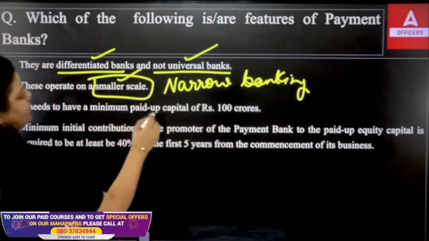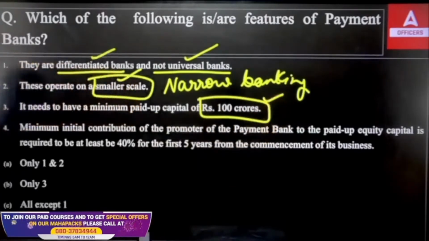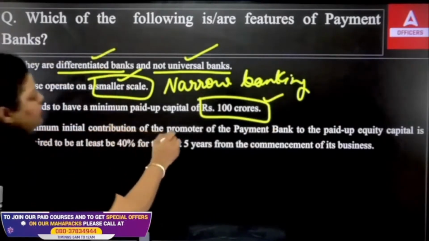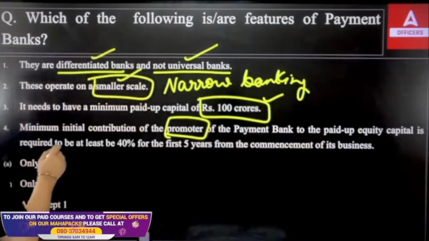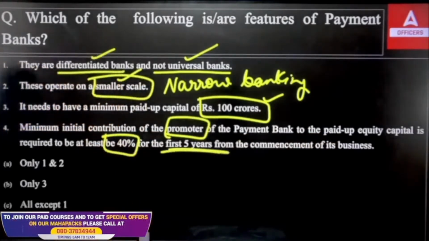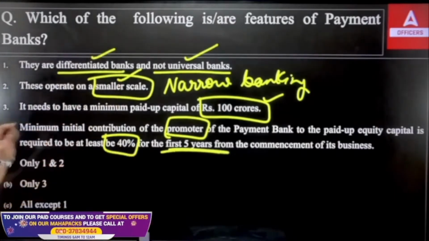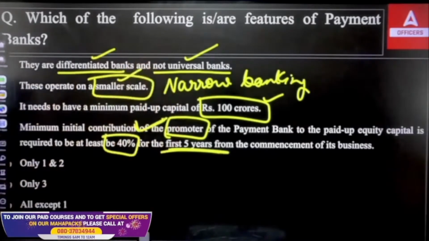It needs to have a minimum paid up capital of 100 crore. This is also true. To start a payment bank, you need 100 crore initial paid up capital. The minimum initial contribution of the promoter of the payment bank to the paid up equity capital is required to be at least 40% for the first 5 years from when you have commenced your business. So this is also true. The promoter contribution in the initial 5 years will be 40% only.